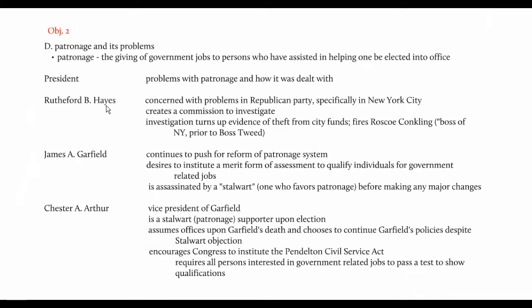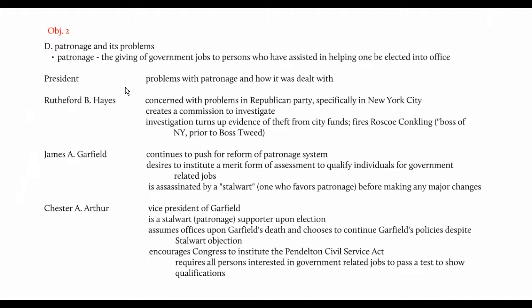Hayes only runs for one term, and the Republicans come up with Garfield. Again, the issue of patronage comes up, and within the Republican Party, we have disputes, and it's almost bad enough to rip the party apart. So what the leaders of the Republican Party decide is to nominate not a stalwart, a half-breed for president and a stalwart for vice president.